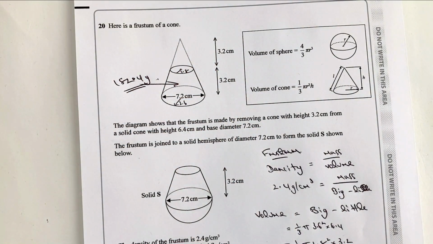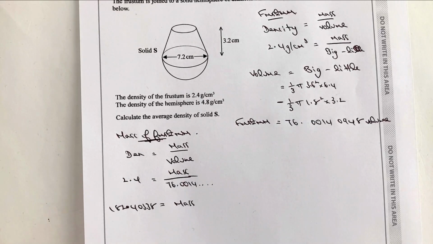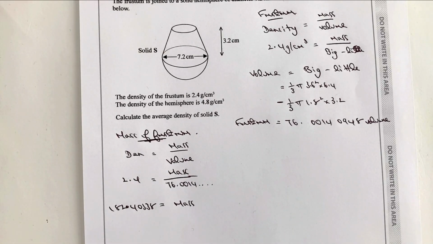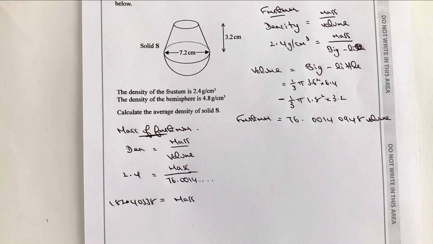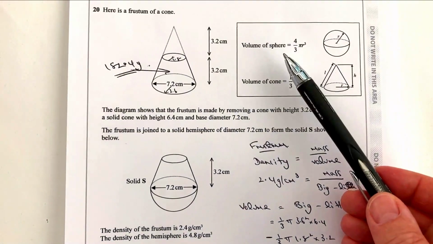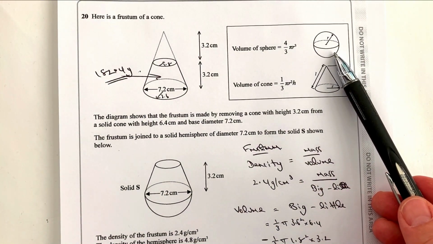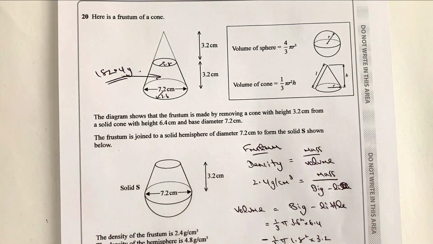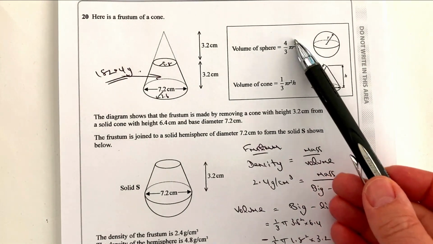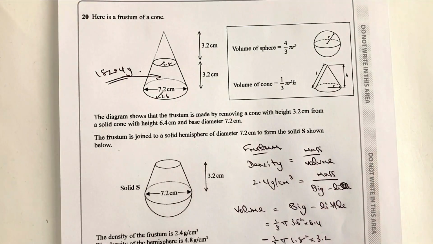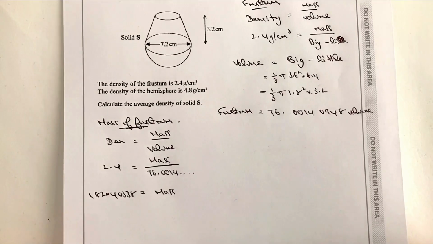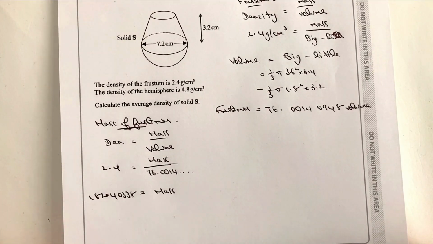So it's now a case of taking also the mass of the hemisphere. So what are we told about the hemisphere? Well, we're told its density. And again, we can work out the volume by using the very helpful formula that they've put at the very top there for us. Bearing in mind it is a hemisphere, so it's going to be half of this formula. So let's see if we can figure out the hemisphere.